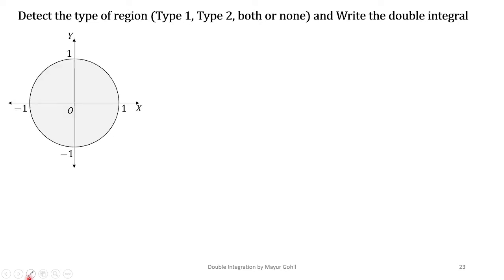Let us continue our discussion on different types of region and formulation of double integral corresponding to them. Let me take up an example over here. Here we see a circular region whose circle center is at origin and the radius is 1.